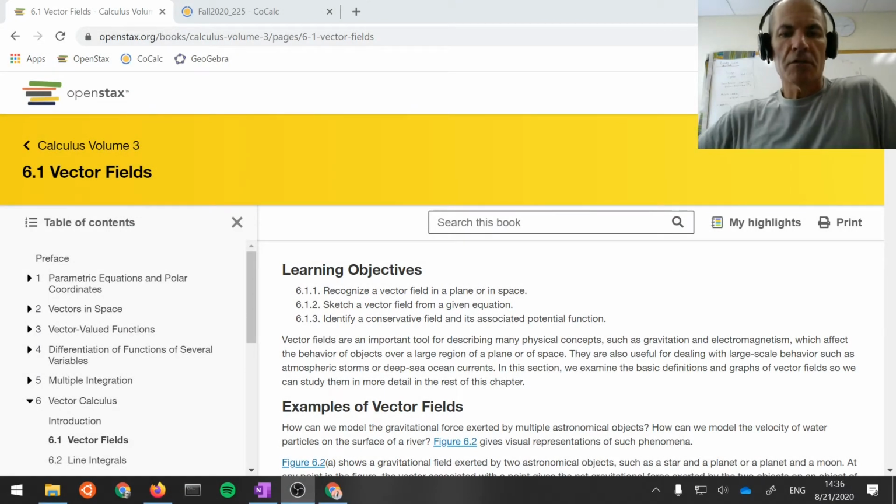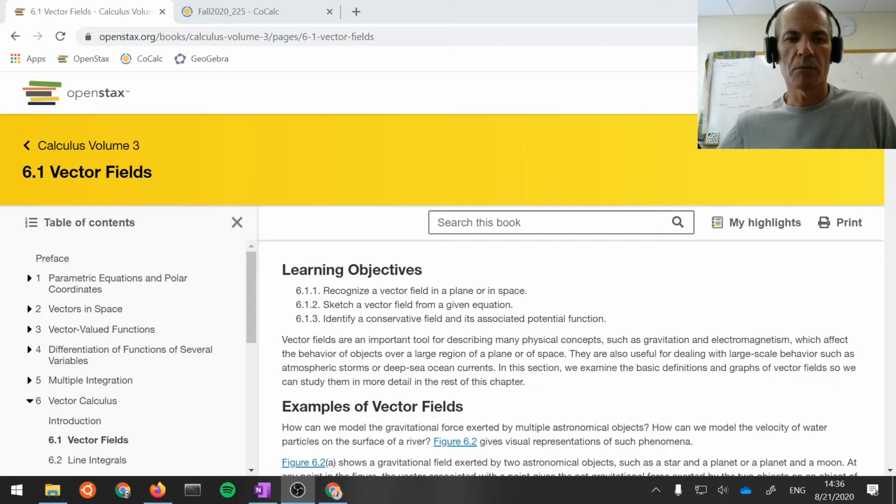Okay, chapter 6 is where all of this stuff comes together that we've been working through most of the semester. And to begin, we have to lay out what a vector field is and talk about how to sketch those vector fields. Sketching isn't super important in the real world, but sketching is very important to bringing the concept into your head. What is a vector field?